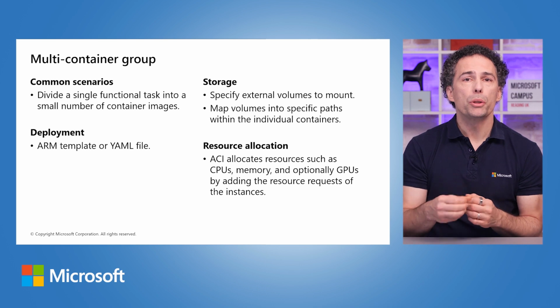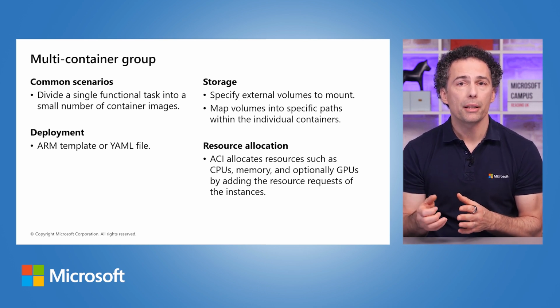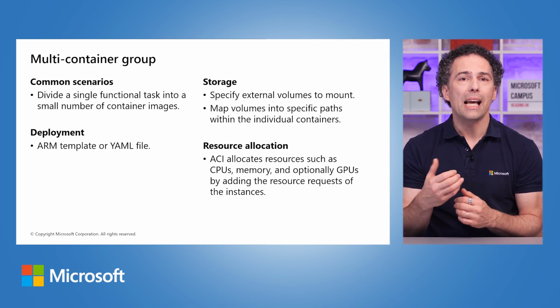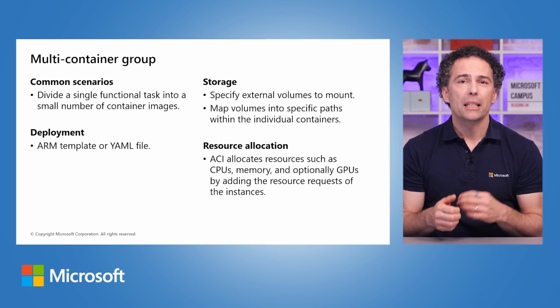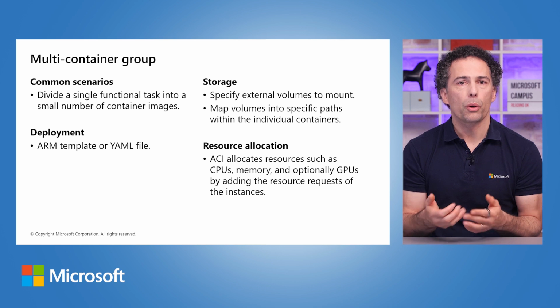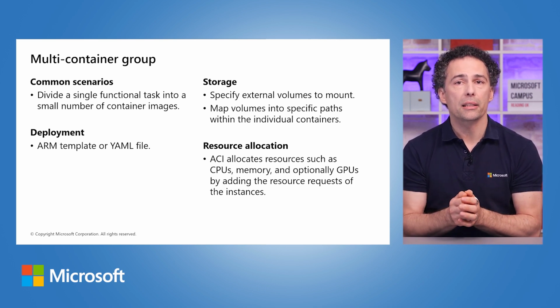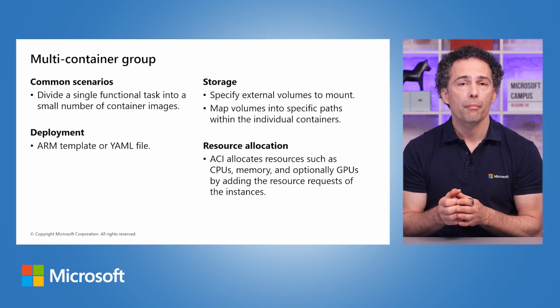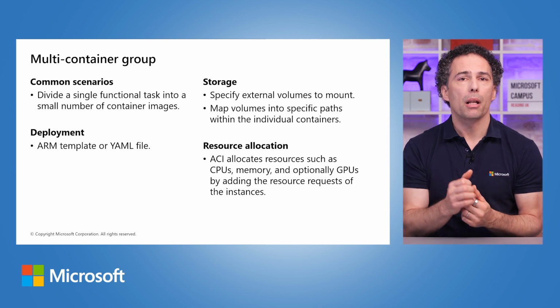To deploy a multi-container group, you can use a resource manager template, or an ARM template, or a YAML file. A resource manager template is recommended when you need to deploy additional Azure resources, for example, an Azure file share that you would like to deploy with the ACI instance in one go. When your deployment includes only container instances, YAML is recommended.